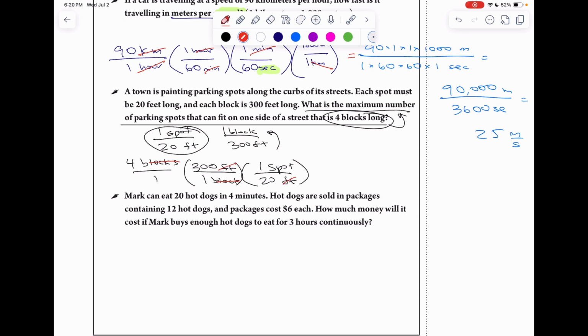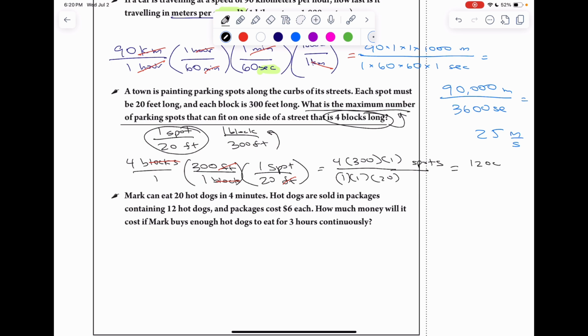All right, we'll multiply our tops together, multiply our bottoms together. We got 4 times 300 times 1 in our numerator, number of spots, divided by 1 times 20 in our denominator. That gives us 1,200 spots divided by 20, which leaves us with 60 spots.